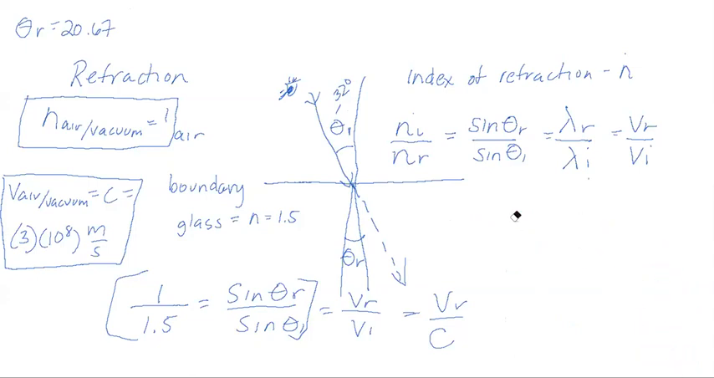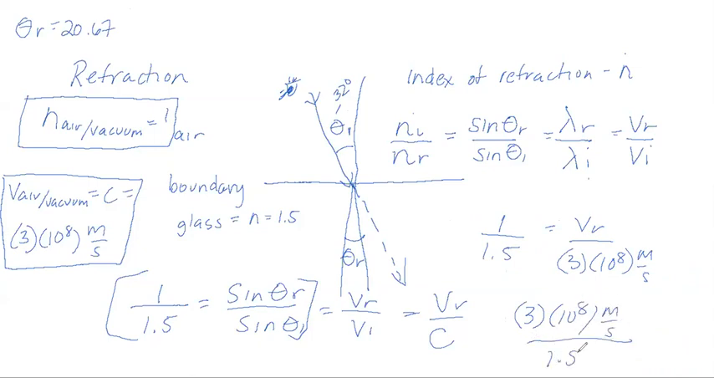Now to determine the velocity. Okay, 1 divided by 1.5 equals V refracted over 3 times 10 to the 8th meters per second. So 3 times 10 to the 8th meters per second divided by 1.5 equals V refracted. And that's going to give us V refracted equals 2 times 10 to the 8th meters per second. And that's refraction. That's a good thing to study. You're going to have a lab like that. So I suggest you study this, and it'll help you much with your lab.